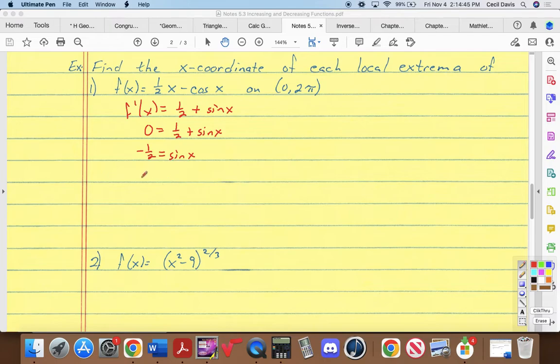Let's see, that'll be at, it's going to be one of the pi over 6s. It'll be 7 pi over 6, and again at 11 pi over 6. This time we're only looking in between 0 and 2 pi.